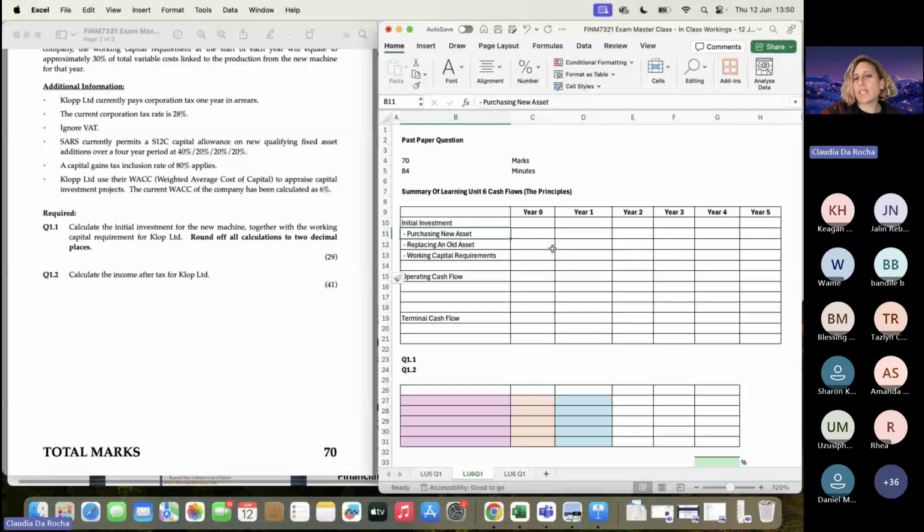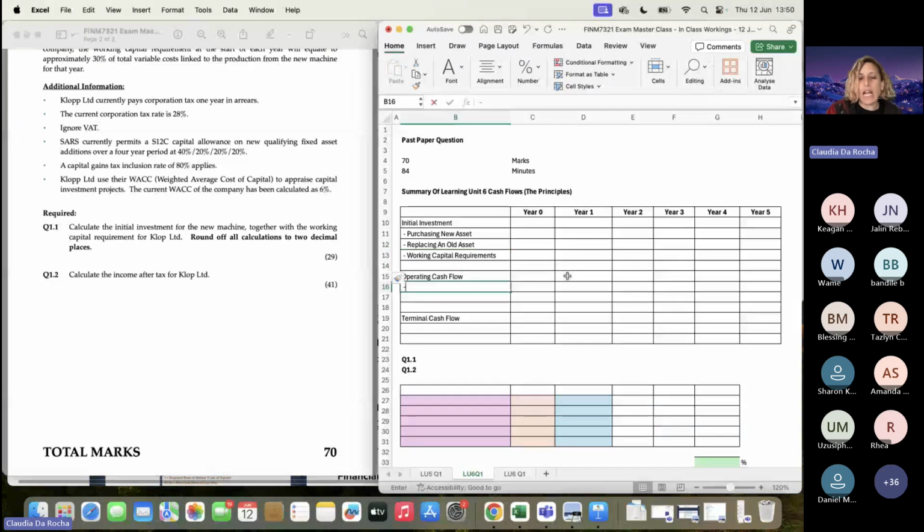When you purchase a new asset, it's like the initial investment we have in the question we're going to go through, where we look at purchasing an asset. Then we have replacement of an old asset. This becomes tricky because we are now selling the old asset, and because of that there are tax implications. There's capital gains tax, and there are also recoupments that are part of when we sell it. I will go through it in this question. Then your working capital requirement is normally part of your initial investment, and we must know what working capital is. Working capital is your current assets less current liabilities.